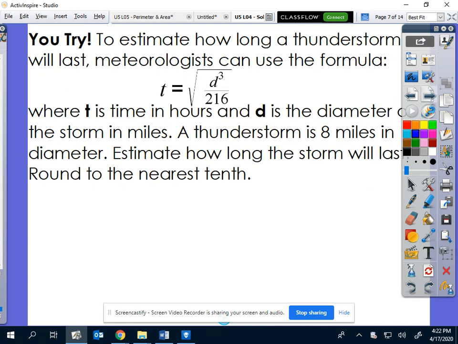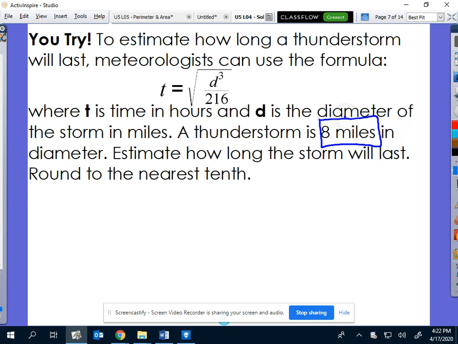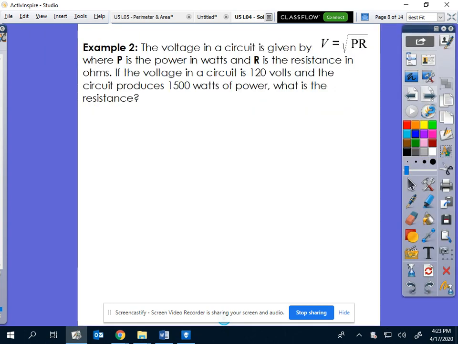In this case, we're giving you the diameter of our storm. We had a pretty big storm not too long ago. All right, plug that in. That's all you've got to do. Figure out what that value will be. All right. It might be, though, that you'll have to do a little bit more solving.